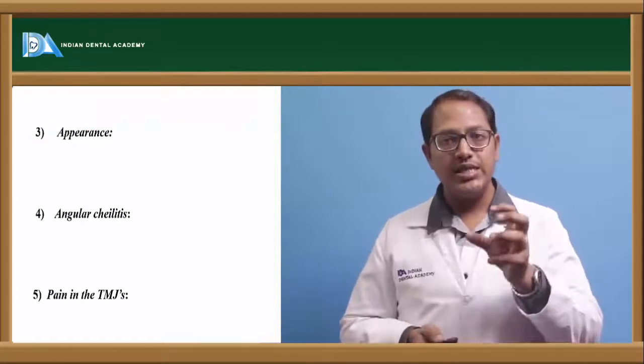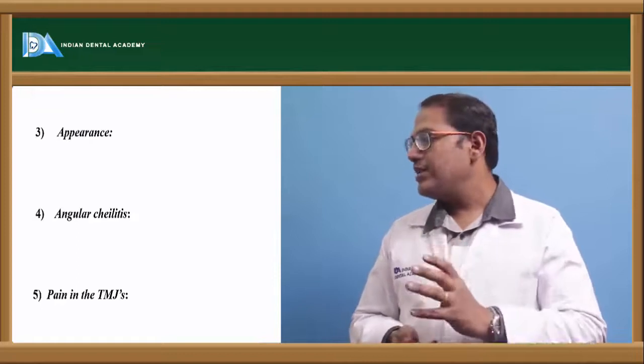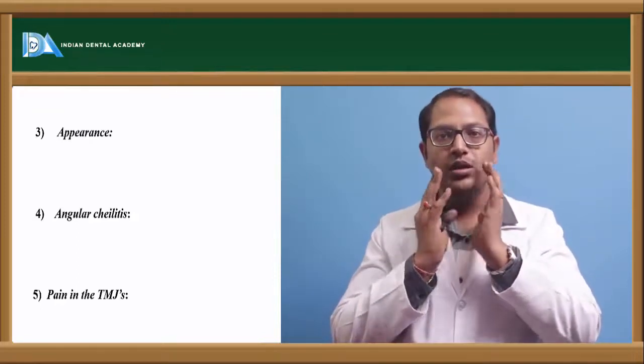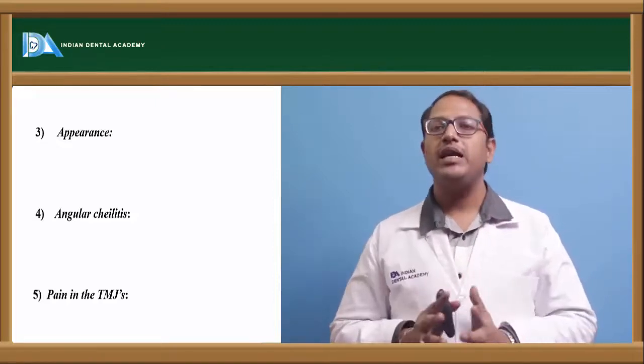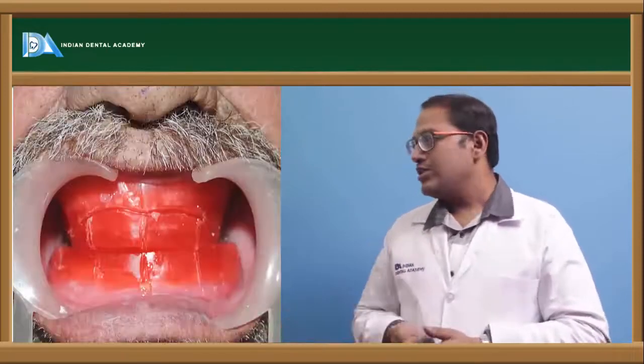There will be insufficiency in mastication. The mastication will not be proper. The appearance of the patient will be of very old age because all the wrinkles will appear because of the decreased vertical dimension. There will be severe pain in the temporomandibular joint region, and angular cheilitis, of course.